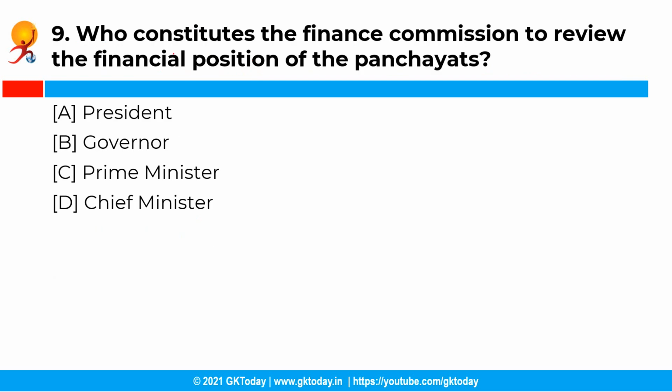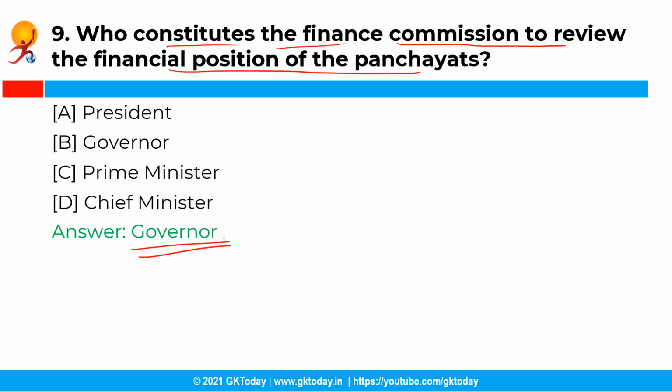So, who constitutes the Finance Commission to review the financial position of the panchayats? So, you have the following options and the correct answer is option B, that is governor. So, the governor of a state is empowered to constitute a finance commission to review the financial position of the panchayats in the state after every 5 years. Now, it suggests the measures needed to improve the financial positions of the panchayats as well. Moving ahead with the next question.